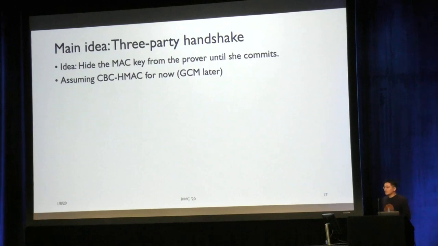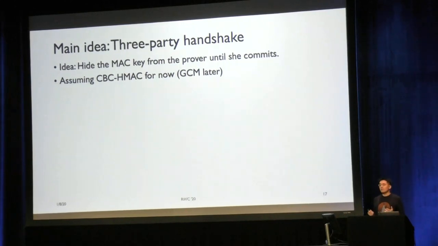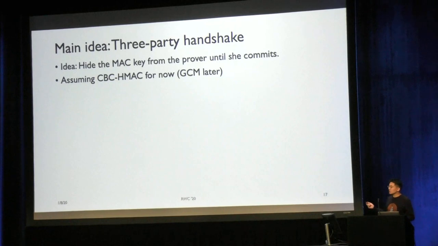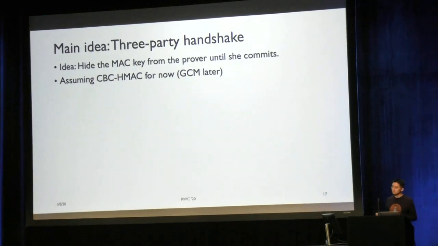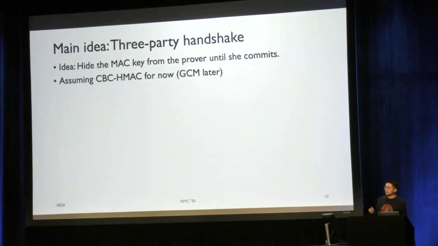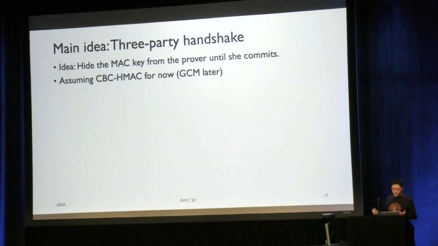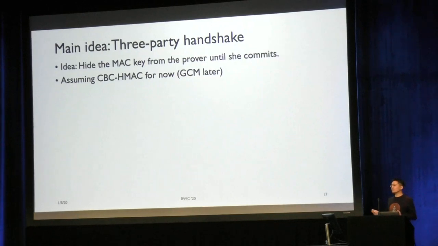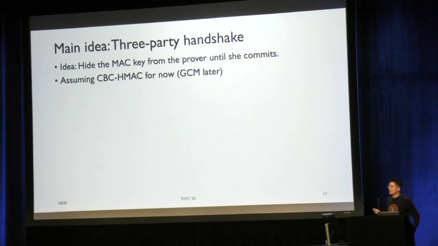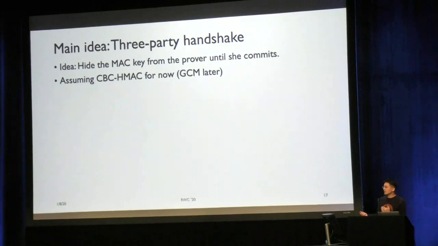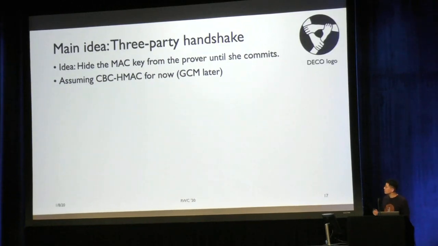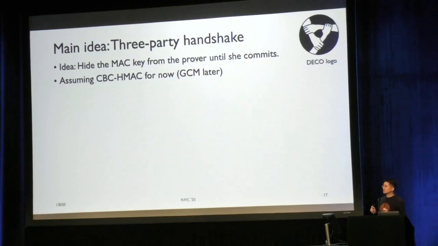The main idea of Deco is to hide the MAC key from the prover until she commits to the ciphertext that she wishes to prove provenance about. This is achieved in Deco using a protocol we call three-party handshake. And if you wonder how three people would go ahead and shake each other's hand, we do provide a little visual aid. For now, I'm assuming CBC-HMAC for the moment, but I will talk about another popular cipher suite later.